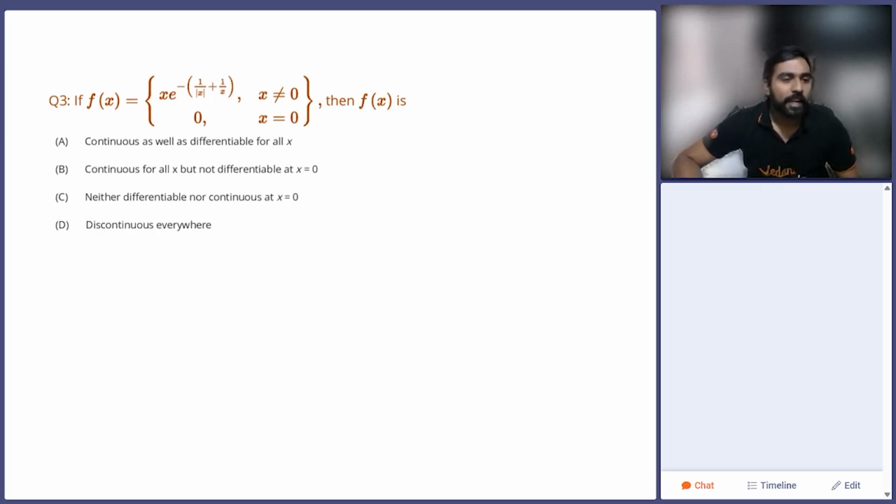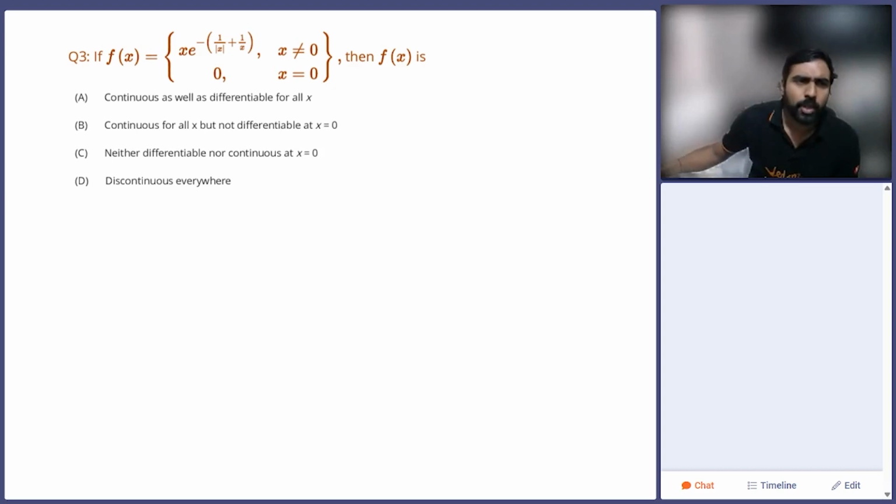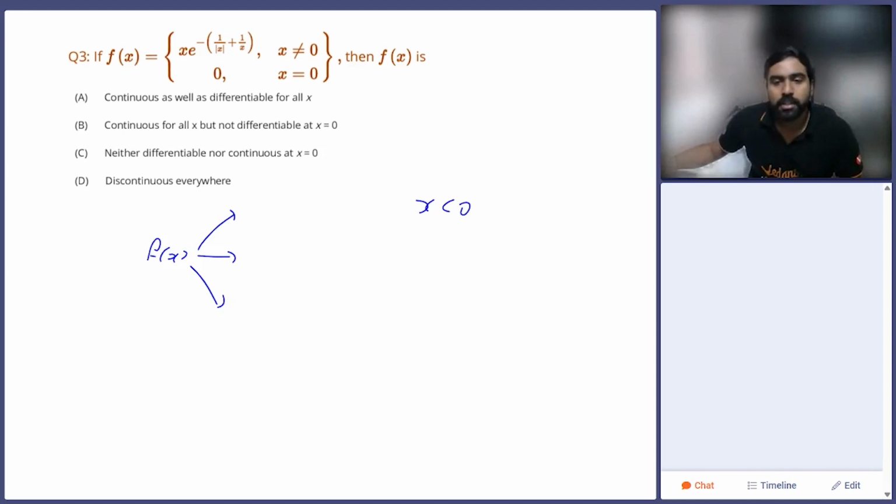Okay, moving on. What we have over here? Anytime we see modulus, step number 1 is always to break the function. I can say that the function has basically 3 definitions. Definition number 1, when x is less than 0. So when x is less than 0, what do I have? 1 upon mod x becomes basically minus x. So 1 upon minus x plus 1 upon x, that is 0. So I have x into e power 0, basically just x.